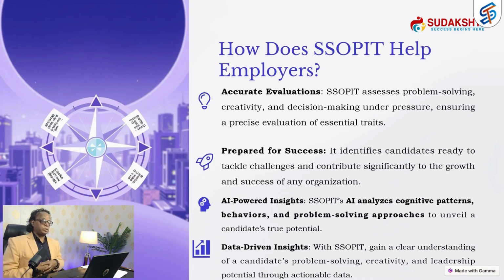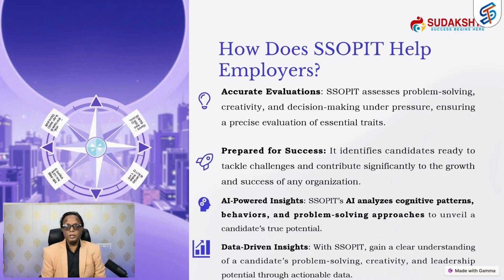So, what is the objective of us? How does SSOPIT help people, employers? It helps us to do accurate evaluations. It helps to assess problem solving abilities, creativity, and decision making under pressure, ensuring that those people whom it identifies are growth oriented people, who help to identify the problems and give creative solutions for the same. Next, they are prepared for the success. They take on challenges. They can contribute significantly to the growth of the organizations.